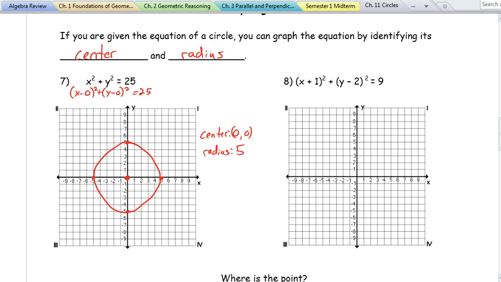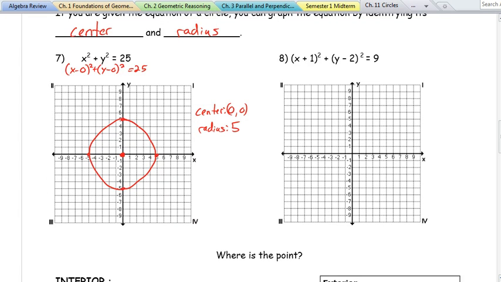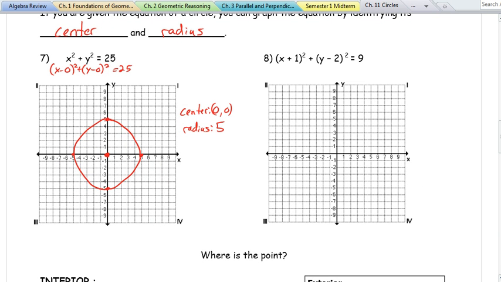Next one, we're looking at a center of -1, 2, and your radius is going to be 3. So -1 to 2, there's your center, and then radius is 3. So off 3 in every direction. And draw that circle. That's all we're looking for.